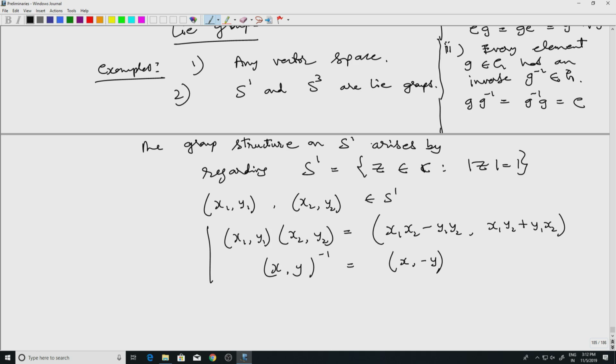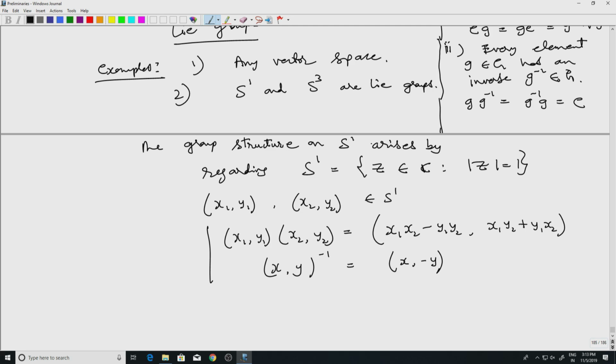However, it's with C cross C with all those elements with norm equal to 1. However, the group structure on S3 is not immediately clear. In fact, the group operation on S1, since it's coming from complex multiplication, is just a commutative abelian group. It doesn't matter whether I put this one first or that one first, I get the same answer.